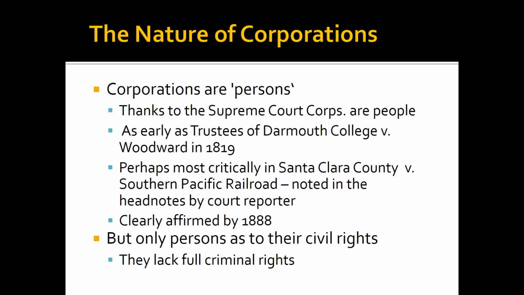This is most critically confirmed, really in headnotes by a court reporter, surprisingly enough, in Santa Clara County versus Southern Pacific Railroad, a very important case that comes down in 1888. So you can see that at the beginning of the 19th century, 1819, we're beginning to feel our way out as to what corporations are going to be like. By the ending of the 19th century, they're definitely going to be treated as separate entities, or to use Mitt Romney's rather inelegant phrase, corporations are people.